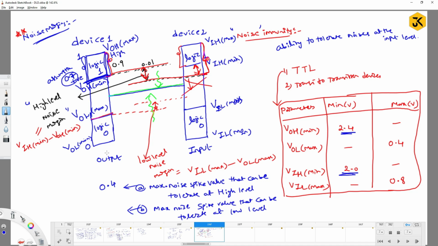Similarly, what is the maximum noise spike value that can be tolerated at low level? Power is not in the negative, right? It is going to range from 0 to 1 only. So what is the maximum tolerance that can be applied at this level? You can apply VIL max minus VOL max. VIL max is 0.8 and VOL max is 0.4, so that means it is also 0.4. Okay, fine. So this is the concept of noise margin.